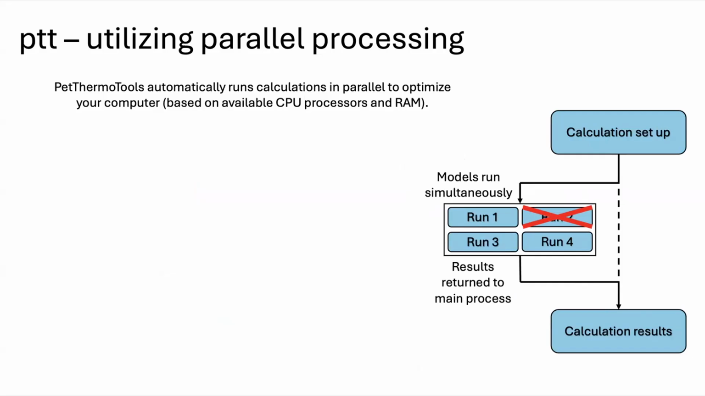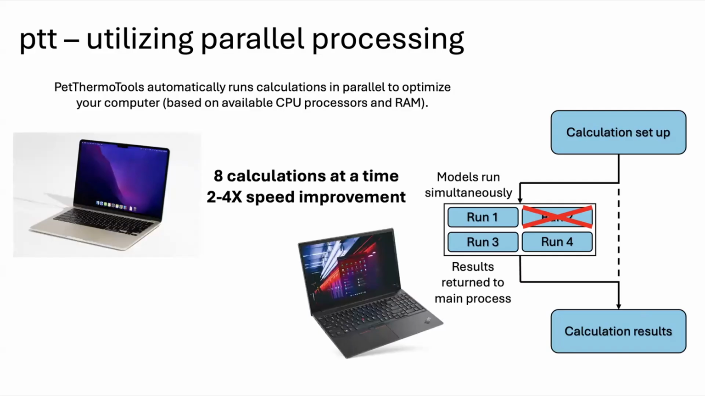We basically set it up automatically to try and optimize your available CPU and RAM on your machine. And that means for most typical laptops that people have, we can run between 4 to maybe 12 processes concurrently on your machine, depending on the exact specifications of that machine. So for most laptops, if you run approximately 8 calculations at a time, or 8 processes in parallel, in most cases, most tests that I've done, you get somewhere between a 2 to 4 times speed improvement, depending on the exact specifications of your laptop.